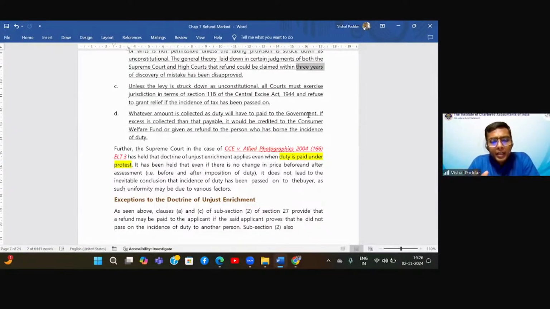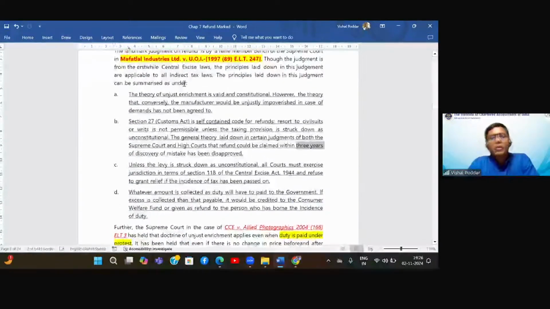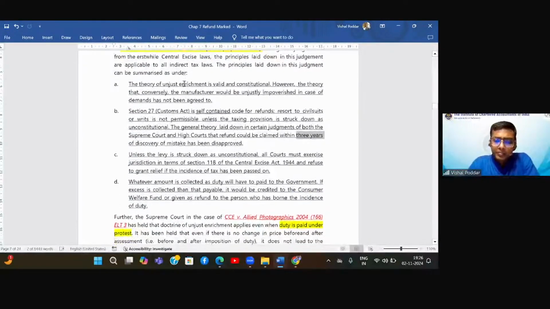So if you have collected any amount by the name tax or duty, you are bound by the law to deposit it with the government in the first place. So these are the four important points which we get from the very famous landmark decision of Mafatlal Industries.